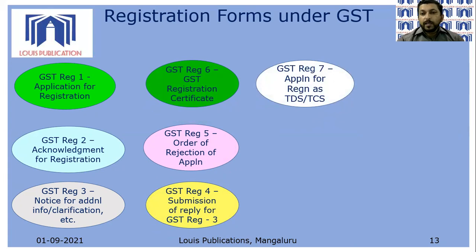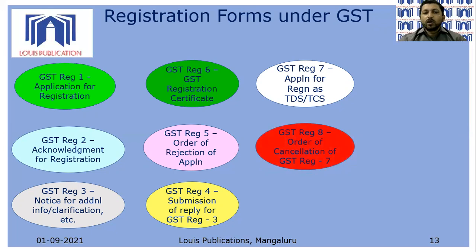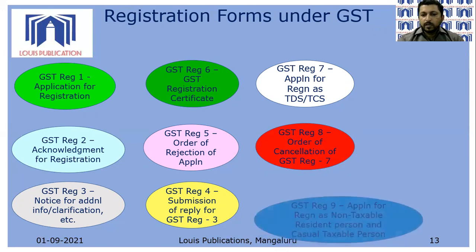REG 7 is the application for registration as a tax deductor at source or tax collector at source. So if you are going to deduct tax at source or collect tax at source, it's compulsory that such dealers fill GST registration REG 7. Then GST REG 8 is the order of cancellation of GST REG 7. If you no longer want to continue as a deductor or a collector of tax at source, then REG 8 will be filled and the order of cancellation will be issued.